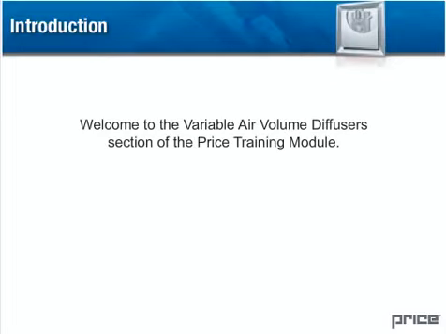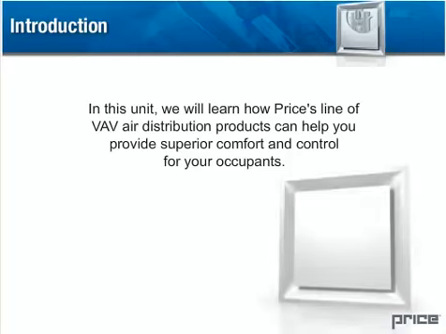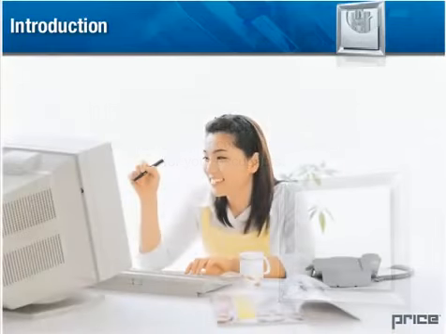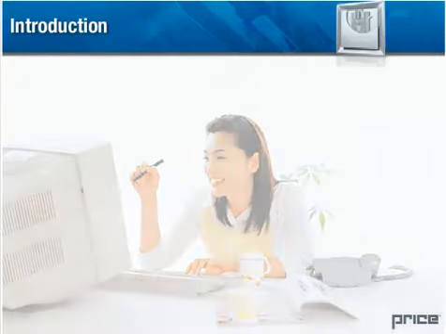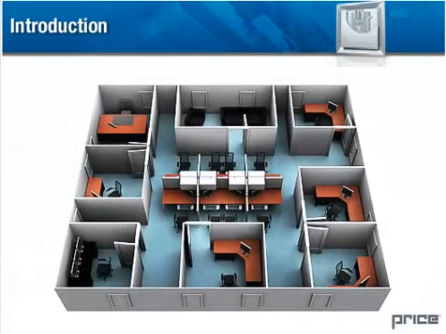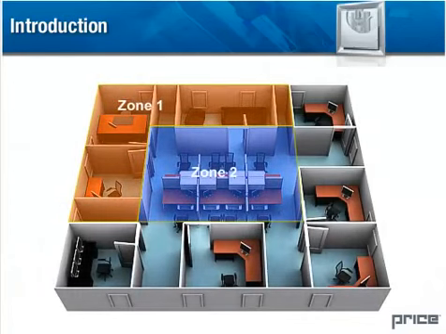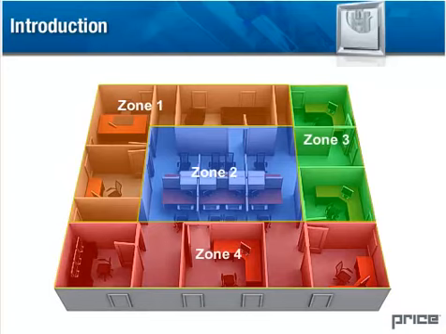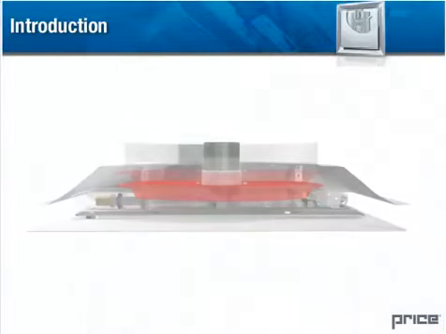Welcome to the Variable Air Volume Diffusers section of the Price Training Module. In this unit, we'll learn how Price's line of VAV air distribution products can help you provide superior comfort and control for your occupants. Conventional systems typically group several rooms into a zone which is controlled by a single thermostat. Because every room within the zone can have different heating and cooling requirements, the result is a system that compromises the comfort of the occupants in each room with a blanket response to individual needs.